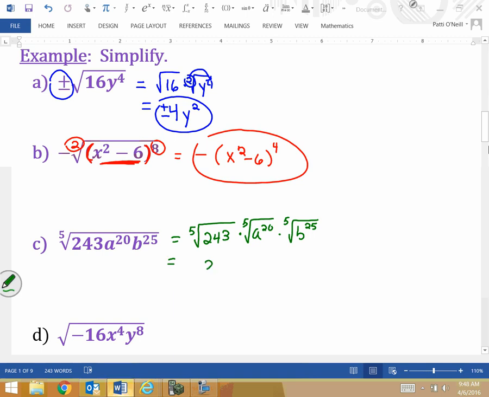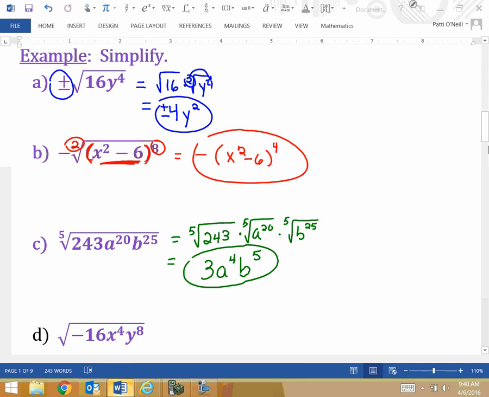So I get 3 from this one. The 5th root of a to the 20th is a to the 4th. 5 goes into 20 four whole times, no remainder. And the 5th root of b to the 25th is b to the 5th. 5 goes into 25, 5 whole times, no remainder. So my final answer is 3a to the 4th, b to the 5th.